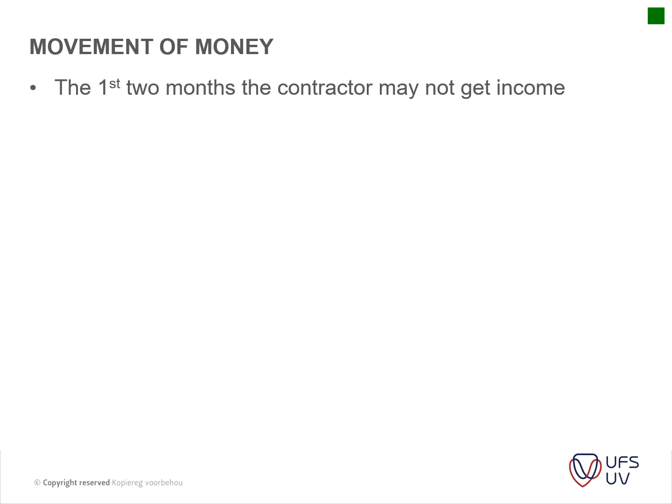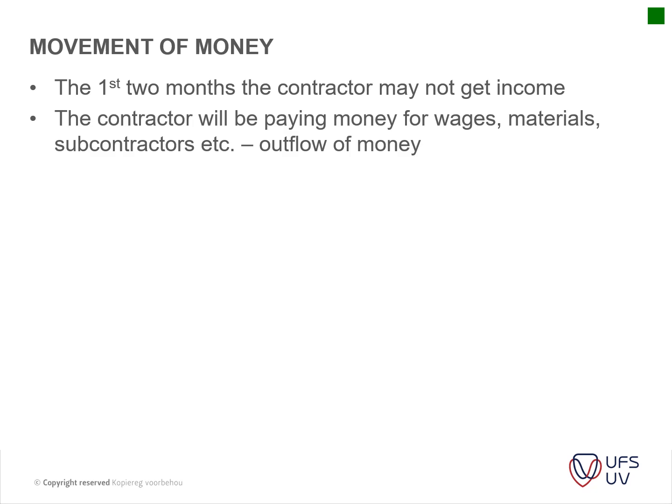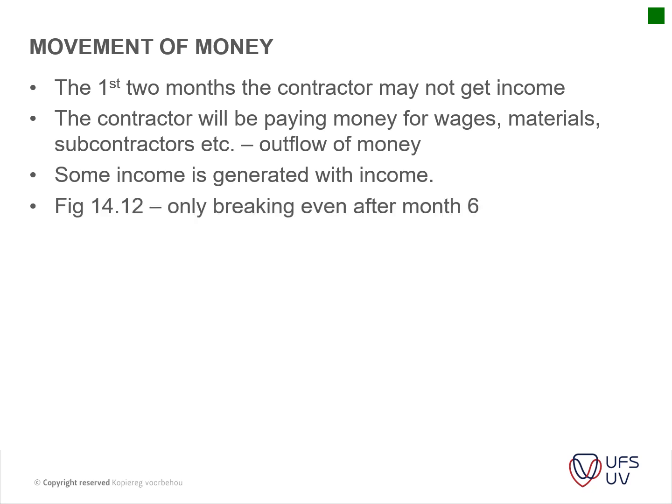Regarding the movement of money, in the first 2 months the contractor may not get an income. The contractor will be paying money for wages, materials, and subcontractors. This is just a theory of what I've just explained. Some income is generated. In figure 14.12, you only break even after 6 months. In the example they've got on page 318, we'll get into that now.